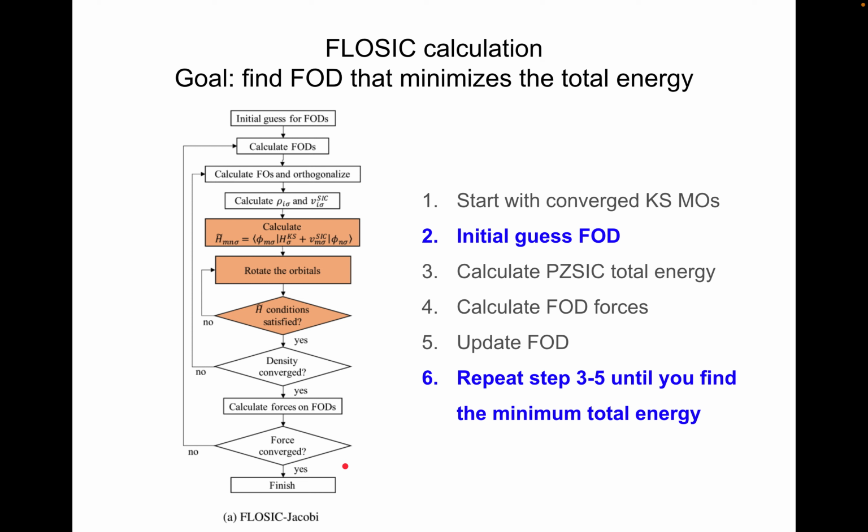For the users who are running the FLOSIC calculation, the ultimate goal is the following. You want to find the set of FODs that minimize the total energy. And for that, typically the user starts with the converged Kohn-Sham wave function and supplies the initial guess of the FOD. Based on that initial guess of the FOD, the PZ-SIC total energy and the orbital potentials are computed, followed by the Hamiltonian. And then the FOD force is computed for updating the FOD. And you repeat step 3 to step 5 until you find the minimum total energy.